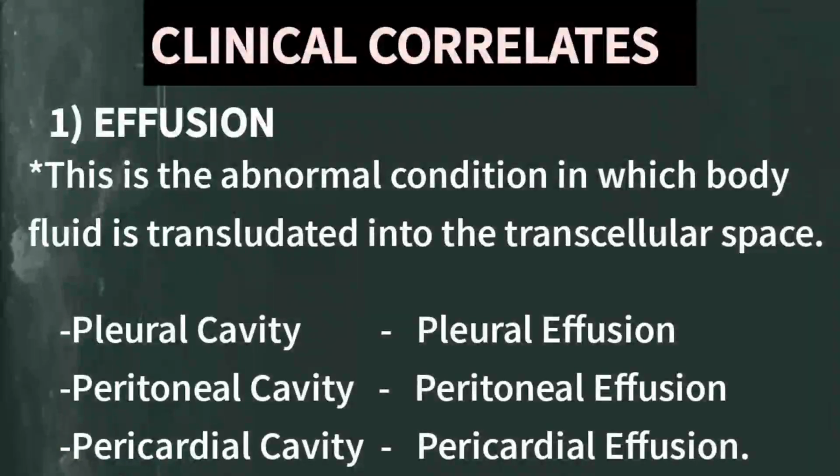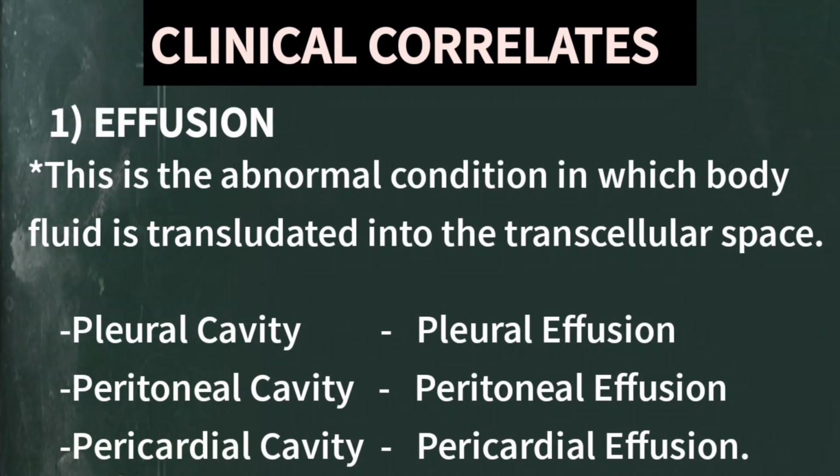And so next one we are discussing is the clinical correlates, that is the medical application of this. And we are discussing effusion. Effusion is the abnormal condition in which body fluid is transudated into the transcellular space, that is, it's leaked into the transcellular space. And effusion that occurs in pleural cavity is called pleural effusion. Effusion that occurs in peritoneal cavity is called peritoneal effusion, and the effusion that occurs in pericardial cavity is called the pericardial effusion.